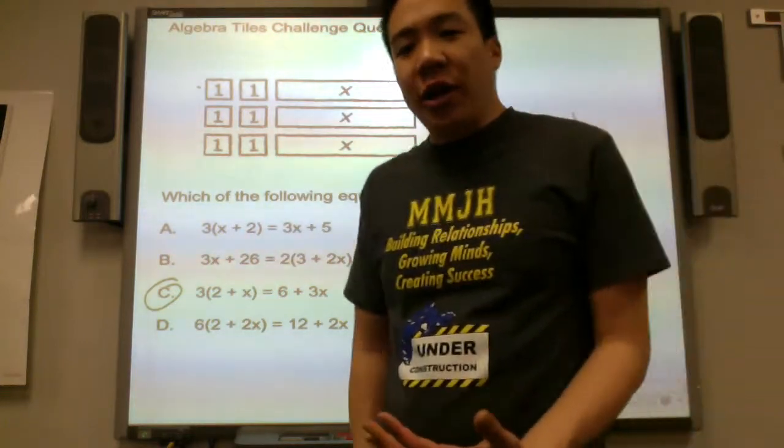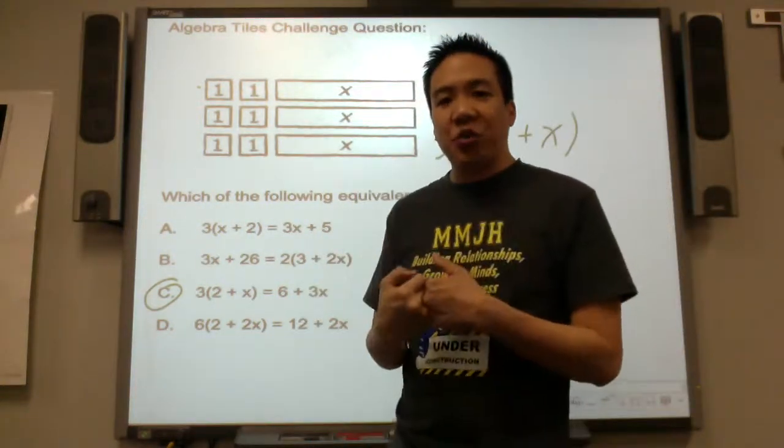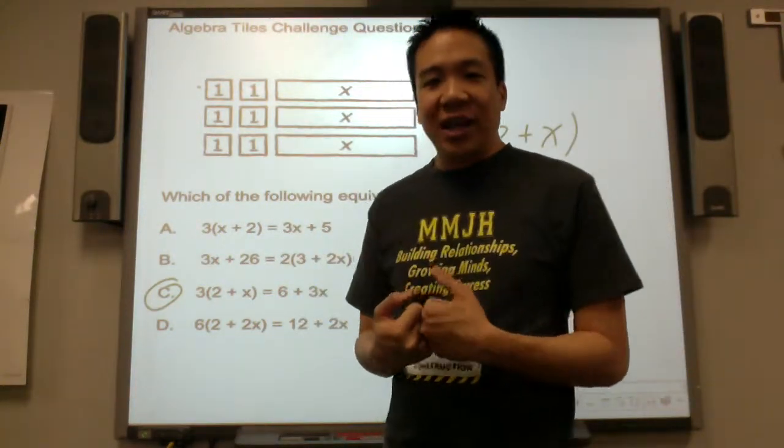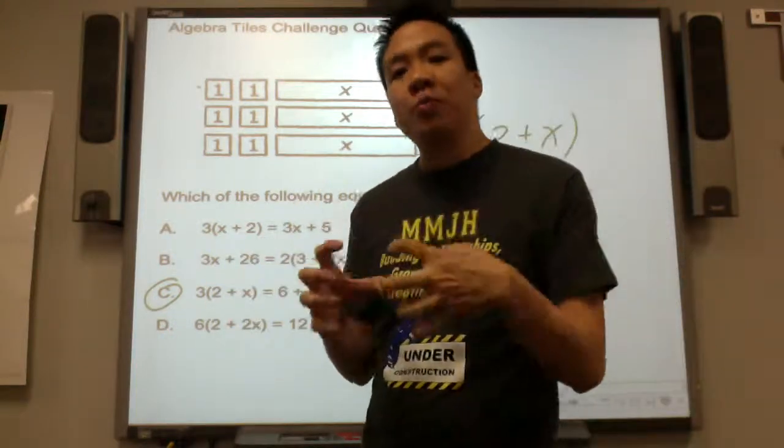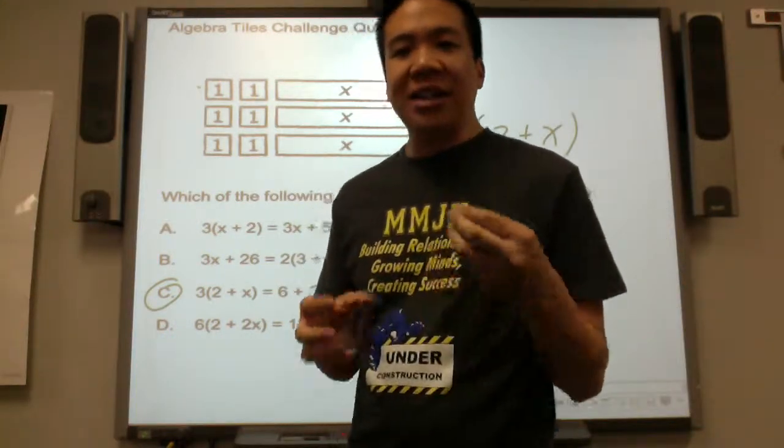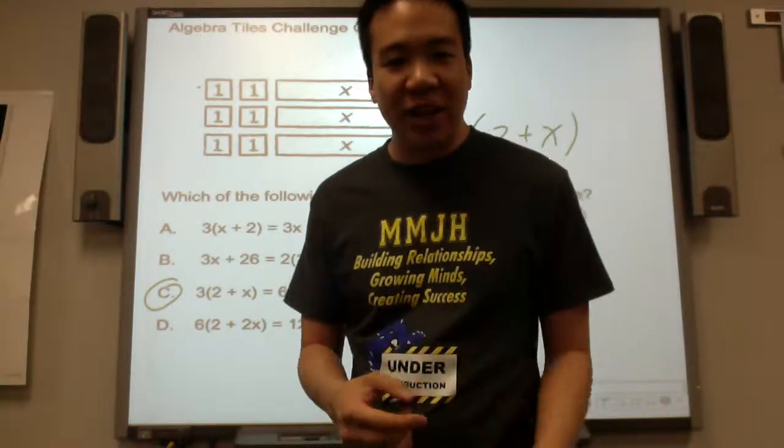So what we have been learning here is putting groups together, writing equivalent expressions. Given different types of numbers, can you group them together and show me different ways to write it as an equivalent expression?